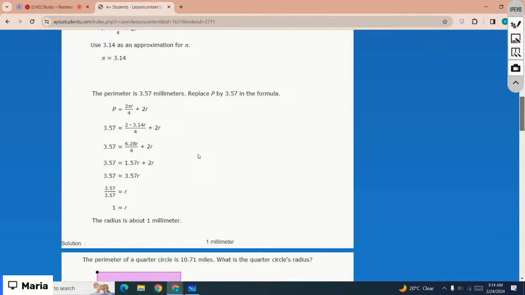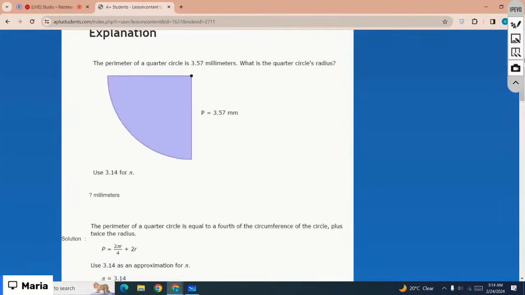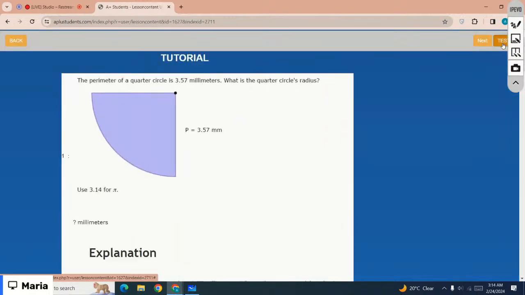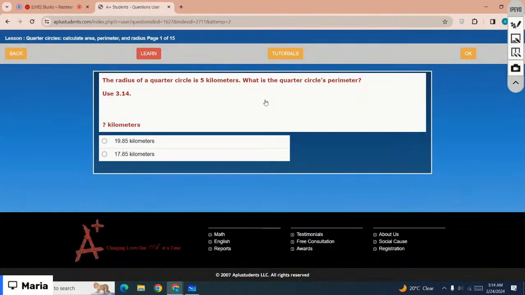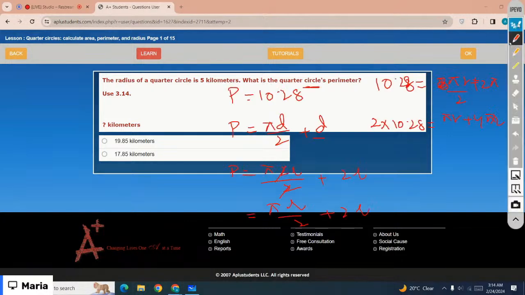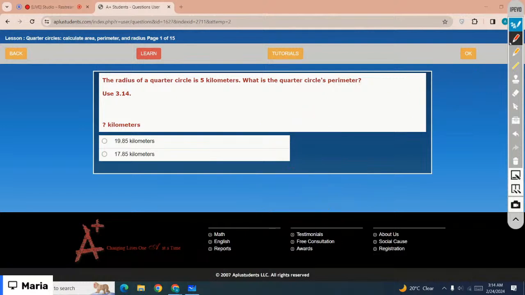Okay, let's just do the practice questions so that we can do the calculations. The radius of the quarter circle is 5 kilometers. What is the parameter? You are given the radius now, right? You need to calculate the parameter of the quarter circle.